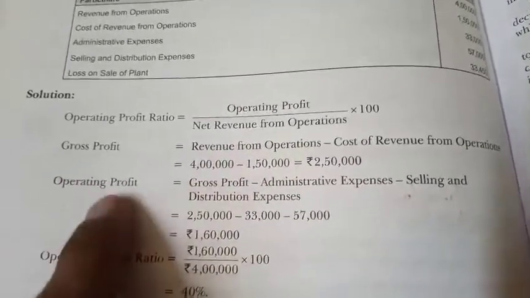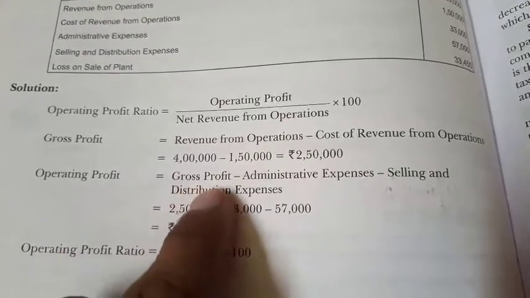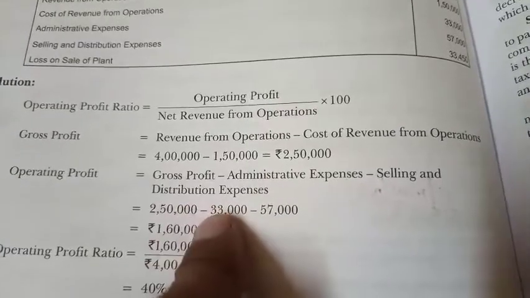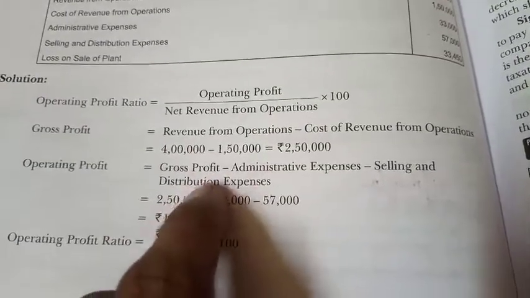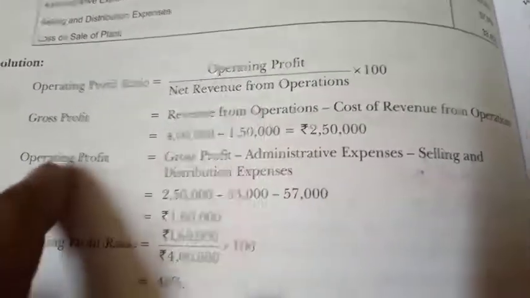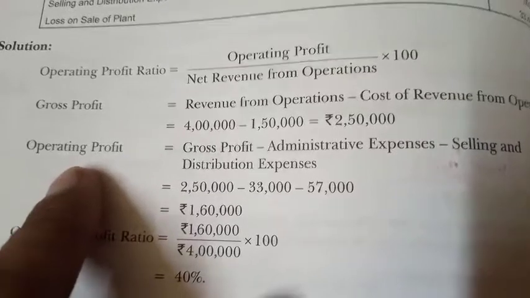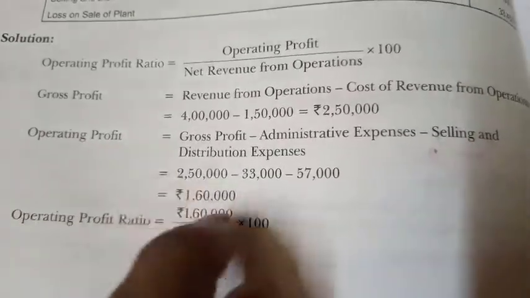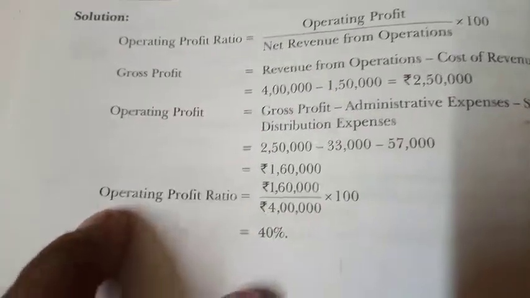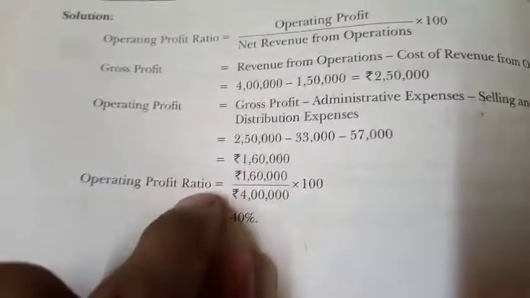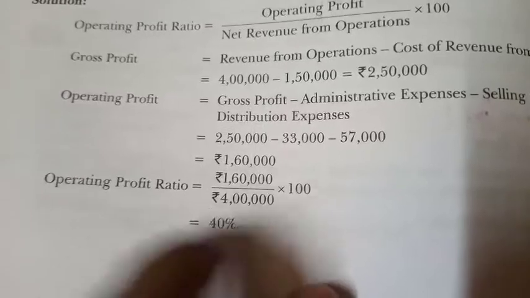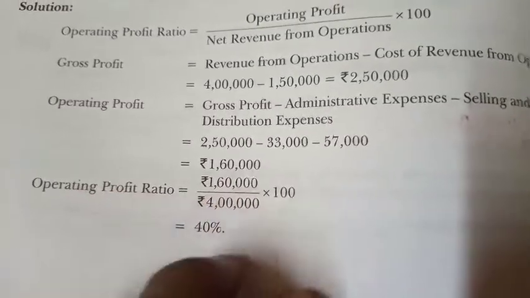2,50,000. Operating profit can be calculated as gross profit minus administrative expenses and selling and distribution expenses. When we deduct administration expenses and selling and distribution expenses from the gross profit, we get operating profit. Here operating profit is rupees 1,60,000. Now put all the values in the main formula: 1,60,000 above and 4 lakh below, into 100. Here the answer is: operating profit ratio is 40%.